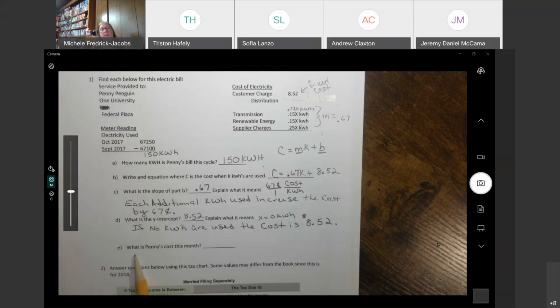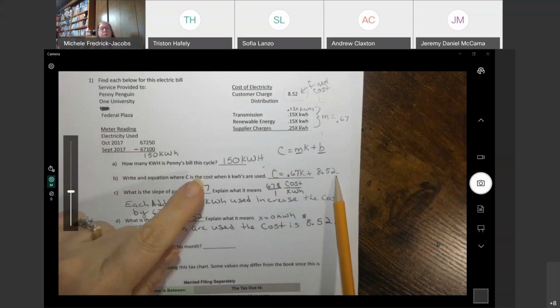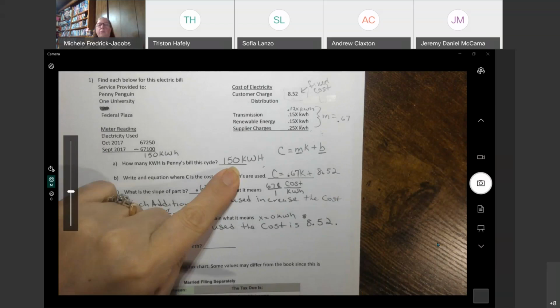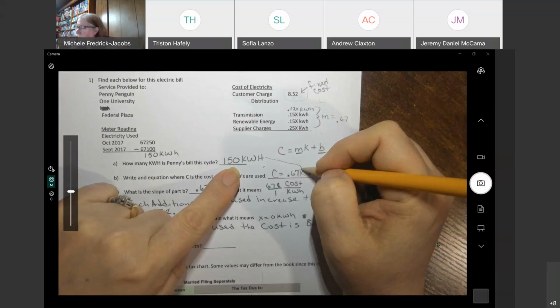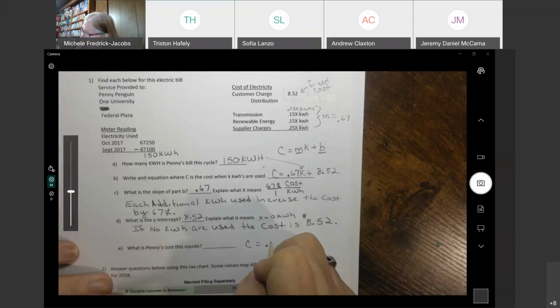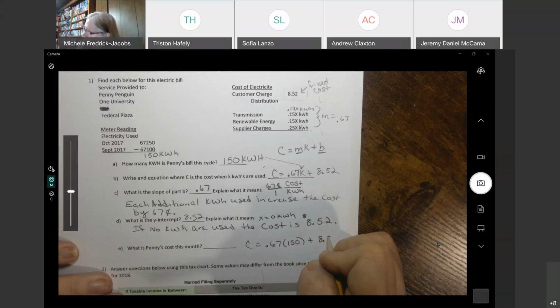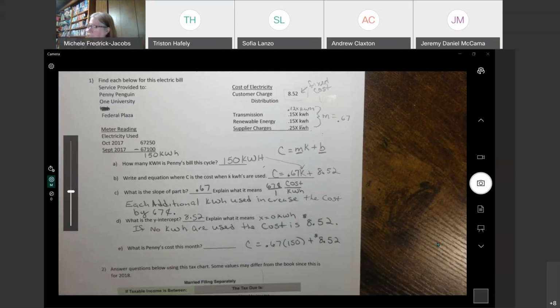Okay, what is Penny's cost this month? Any questions on explaining the slope or the y-intercept? All right, if we want to find her total cost, then we take our equation, and she used 150 kilowatt hours. Since we used K, we know right where it goes, right in here. So our cost is 0.67 times the 150 kilowatt hours plus our 852. And then you would just plug that into your calculator and find our total cost.